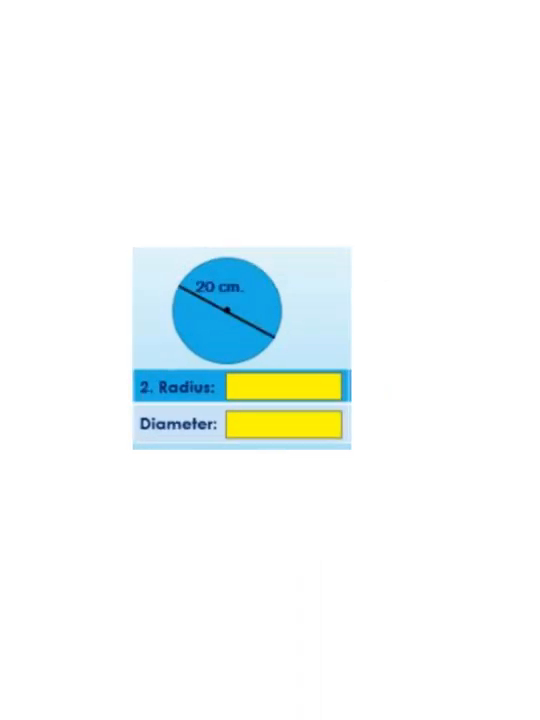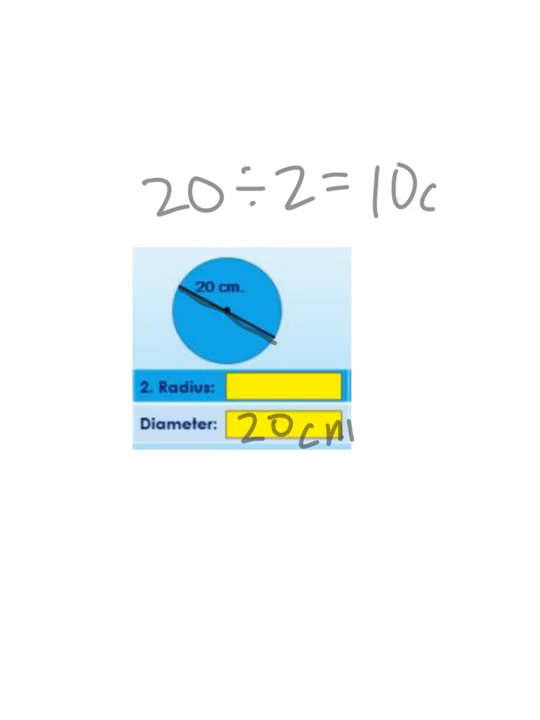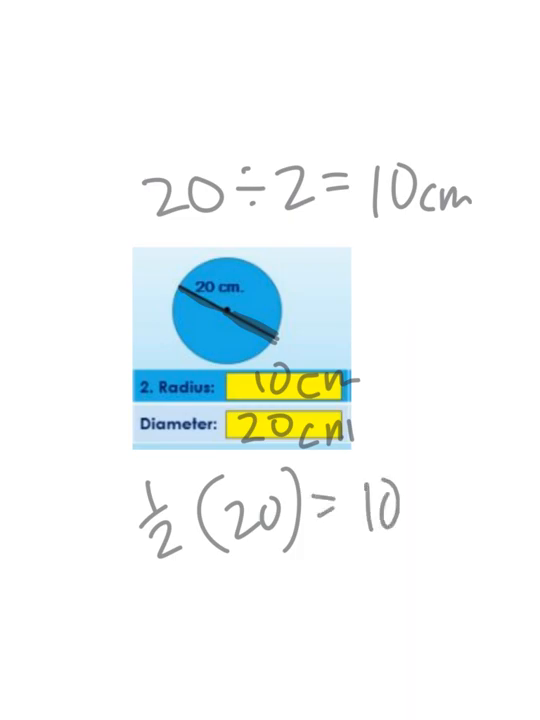Okay, so here we have a line that goes all the way across. That's the diameter, so we know that's 20 cm. Okay, and now to figure out, divide by 2 to figure out what just one of these sides is. 10 cm. Another way that some people like to do it is 1/2 times 20. It's the reciprocal, so it will still give you the same answer.